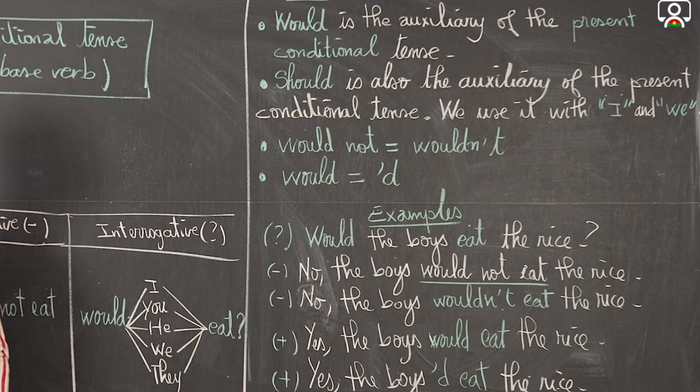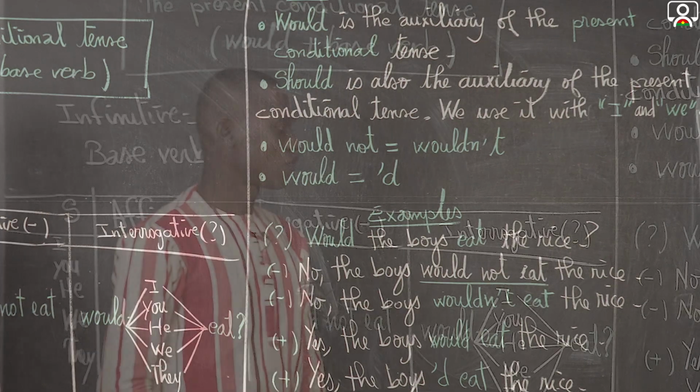Examples: would the boys eat the rice? No, the boys would not eat the rice. No, the boys wouldn't eat the rice. Yes, the boys would eat the rice.